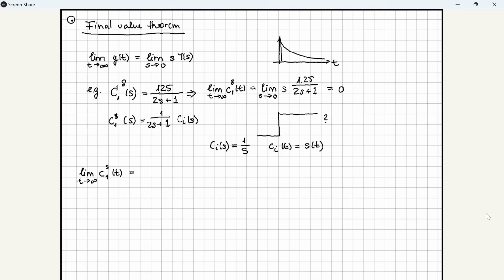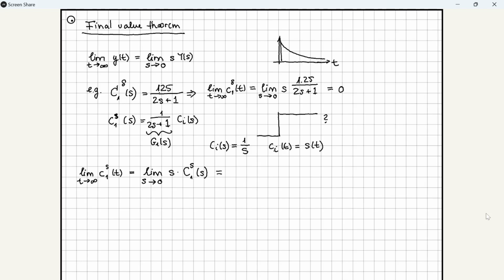And we can answer the question using the final value theorem, because this is the limit of s times y of s. And now this becomes the transfer function. This is g1 of s times Ci of s. So this is our y of s. Sorry, this I should have written here, C1s of s.